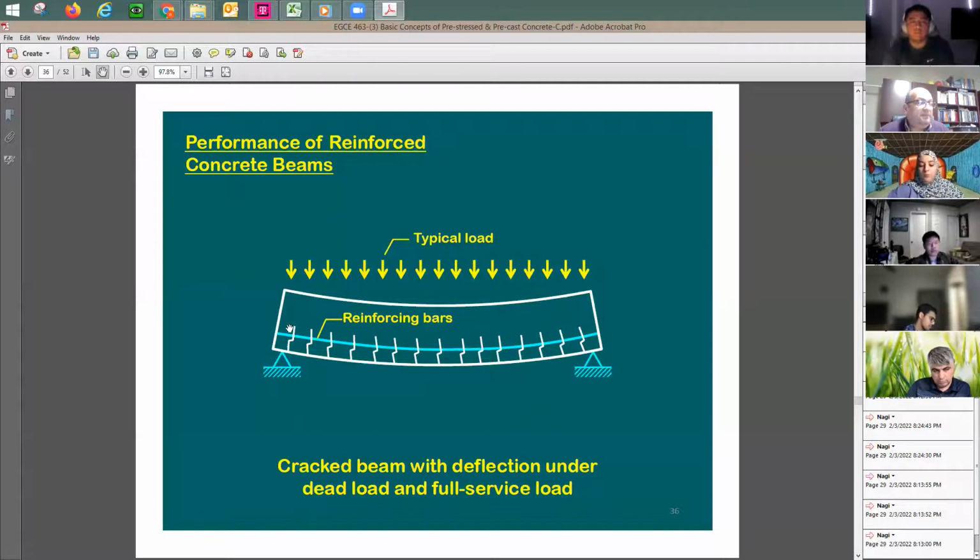Here's a simply supported beam. Now I'm trying here to compare the performance of a conventional concrete beam with pre-stress beams. Typical load is going to come from the top. So what you do here, you build the beam, you put the rebars inside it, and then you cast it, and then you start to apply loads. What's going to happen? The bottom of the beam is going to start to crack this way. So, all right, I understand that. This is simple and easy.